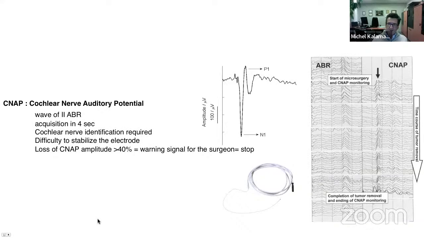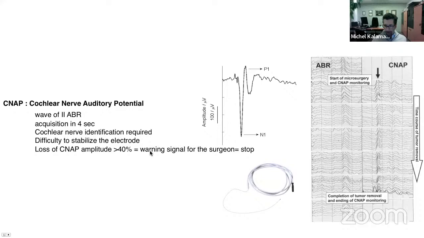But when ABR was not present, it was rare to preserve hearing. The next step is to use the cochlear nerve auditory potential to monitor. What is this technique? In fact, you put this ball on the nerve and you will monitor the wave 2 of ABR with a large signal. So you have an acquisition every 4 seconds, because for ABR it's every 30 seconds. So it's very difficult to stop surgery using ABR monitoring. You don't know what you are doing with the cochlear nerve, but with the CNAP, every 4 seconds you have a signal and you can stop the surgery. So you need to see the cochlear nerve, and it's difficult to stabilize this small ball. And when you have a loss of amplitude of more than 40%, you have to stop.